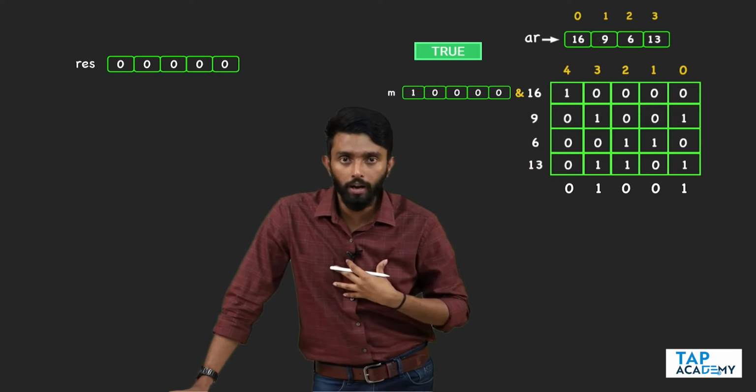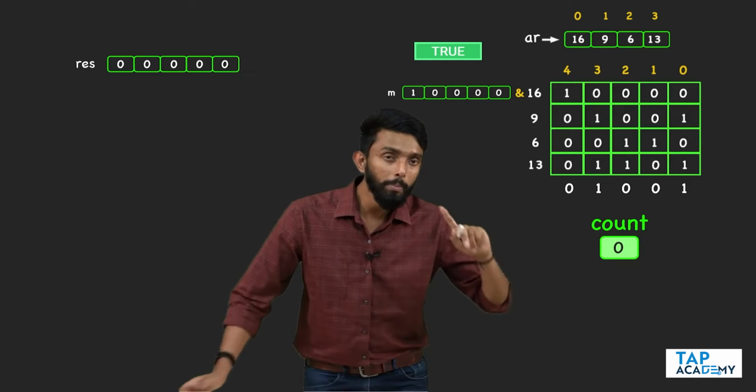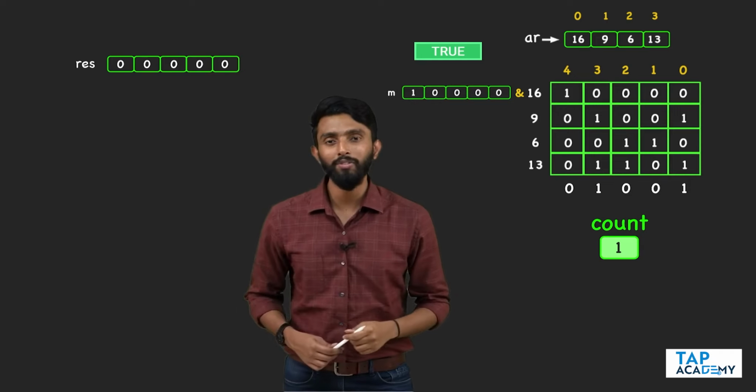So I need to keep track of count. I'll create a variable called count. Initial value will be 0, but the moment it becomes true, I will increment the value of count, it becomes 1. Any confusion till here?